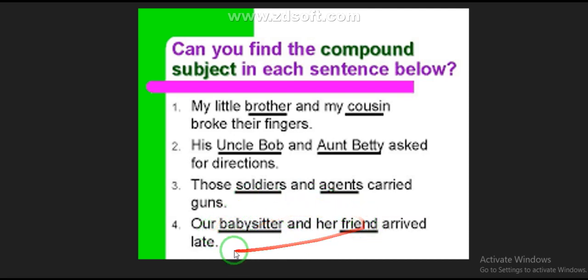Okay, so this is the compound subject. When we have two subjects, it's compound subject. When we have two predicates, it's compound predicate.